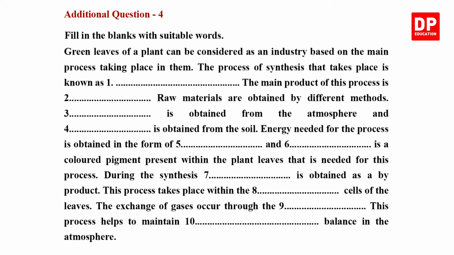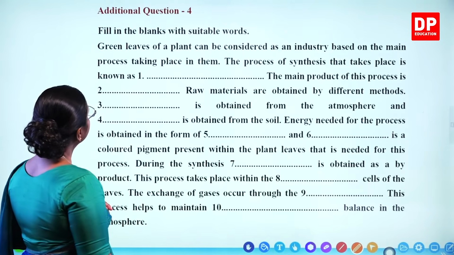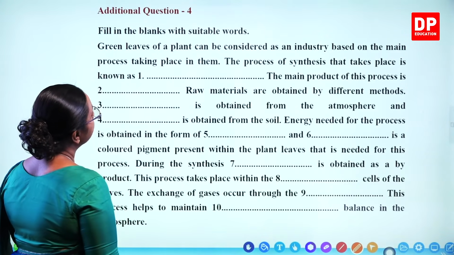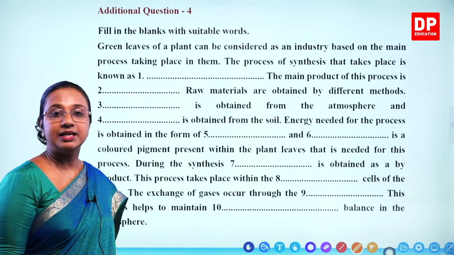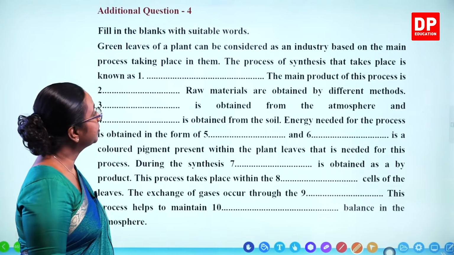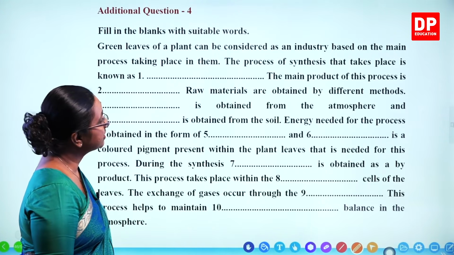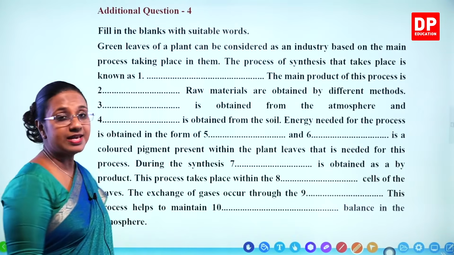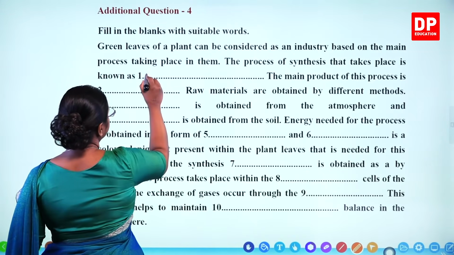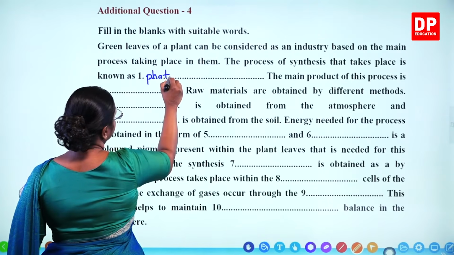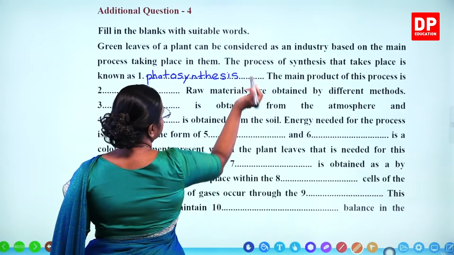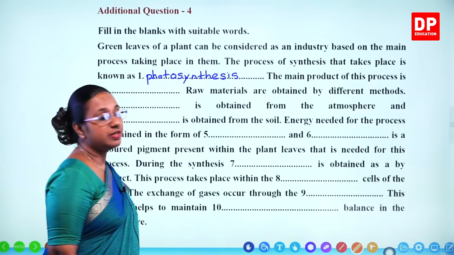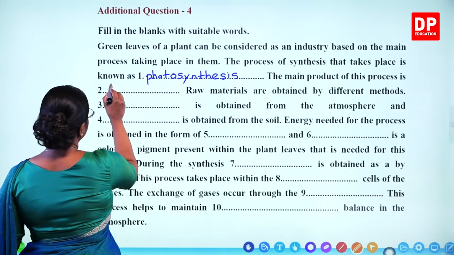Additional question 4. Fill in the blanks with suitable words. Green leaves of a plant can be considered as an industry based on the main process taking place in them. So you know what the process is? The process of synthesis that takes place is known as photosynthesis. The main product of this process is glucose.